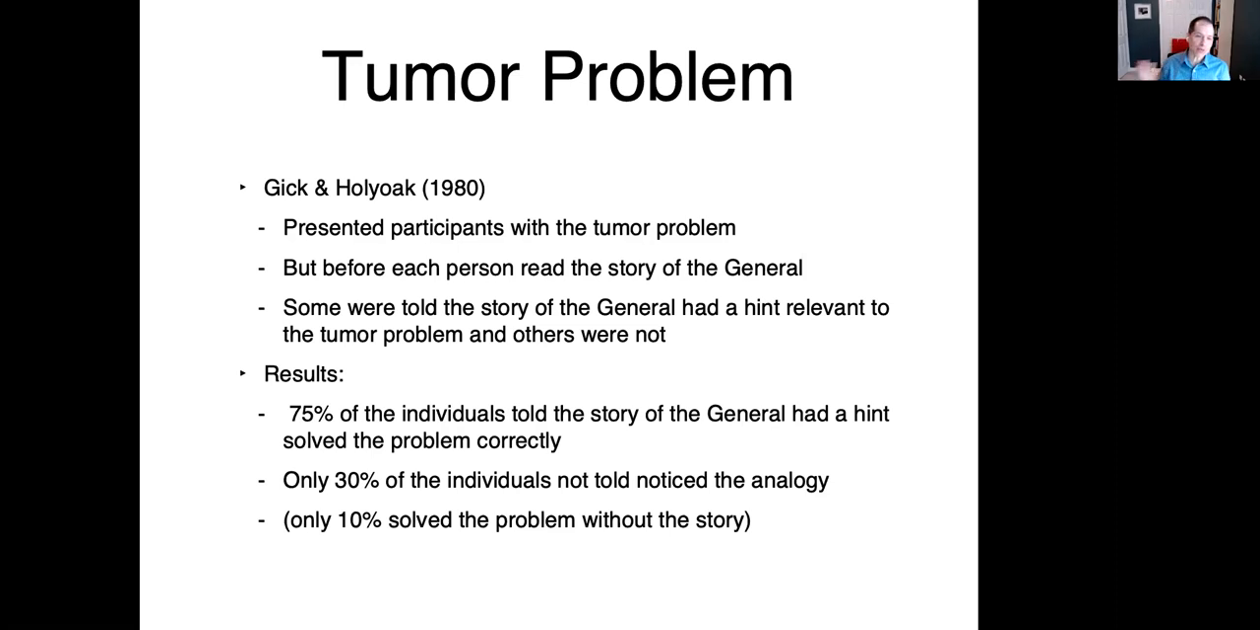And what they found is that when they were told it was a hint, most of the subjects were able to solve the tumor problem really quickly. When they weren't told that it was a hint, more of them were able to solve it, but not quite as many. When there was no hint at all, and when there was no general story, only 10% were able to solve this problem. And what they concluded was that most people can appreciate this underlying deep structure.